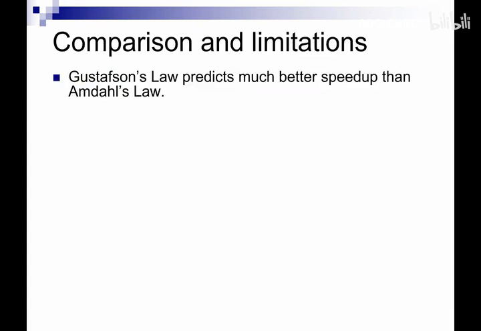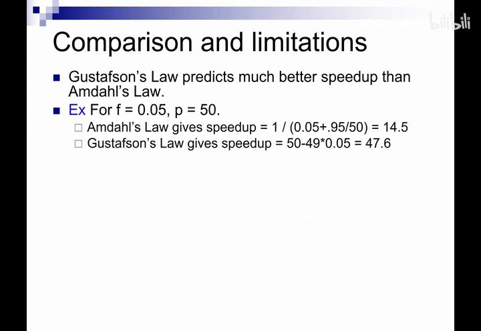Okay, so now let's compare Gustafson's law and Amdahl's law. Usually Gustafson's law is going to predict much higher speedups than Amdahl's law. So let's do some examples. Suppose you have a program which is 5% sequential, and let's say that you have 50 processors.